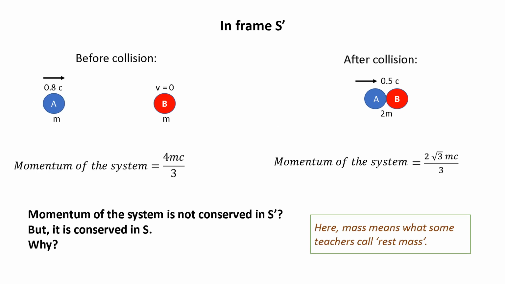Let us summarize. In frame S prime, the momentum of the system is 4 into m into c divided by 3 before collision and 2 into square root of 3 into m into c divided by 3 after collision. The two are not equal. This means that the momentum is not conserved in S prime, but it is conserved in S because in frame S, the momentum of the system is 0 both before collision and after collision. But how is it possible? If the momentum is conserved in one inertial frame, it should be conserved in all inertial frames. So where is the problem?